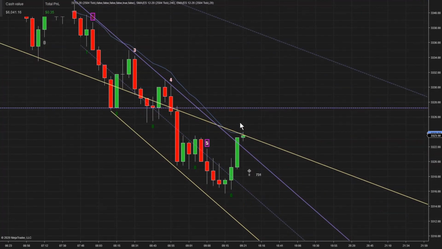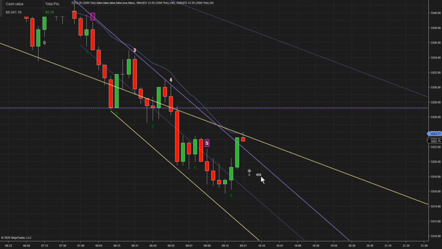So we have a little more room up here. It could come up here, pierce it, and then come back down. But I don't expect it to just bounce right back down. But who knows? Market can do anything it wants. I would be surprised if it came up a little bit more here.